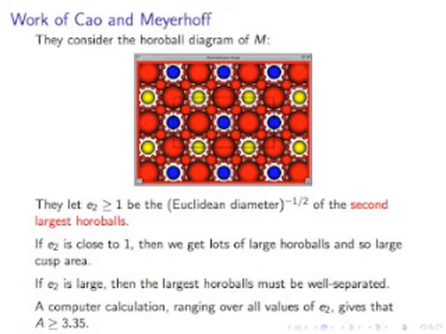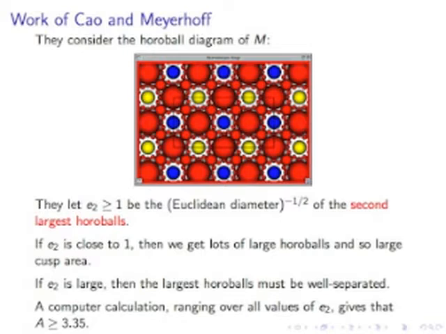So the lower bounds on area that we get by looking down and seeing where the largest horoballs are, they contribute area to the cusp torus, you get the same contributions from the second largest one. So you improve your area on the cusp torus by at least 2, which is great. So E2 is close to 1, we're happy. If E2 is very far from 1, that means that these little second largest horoballs are really, really small.